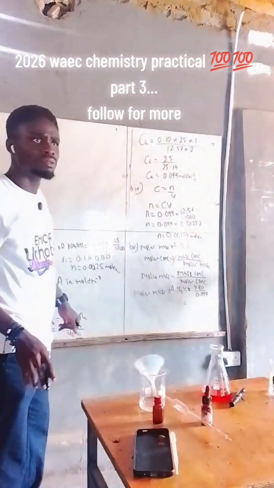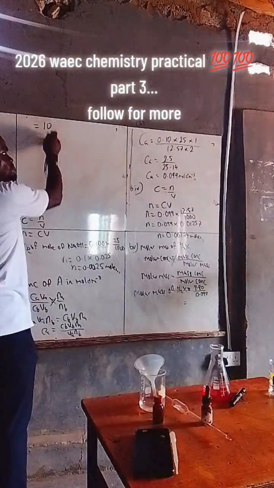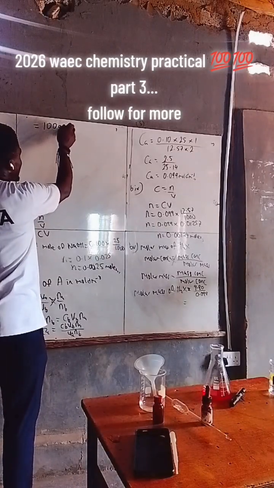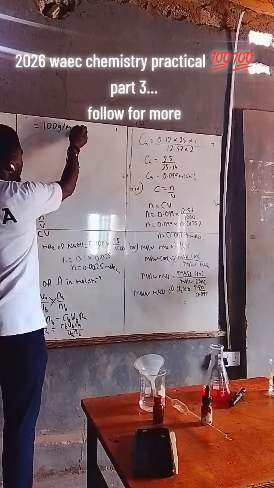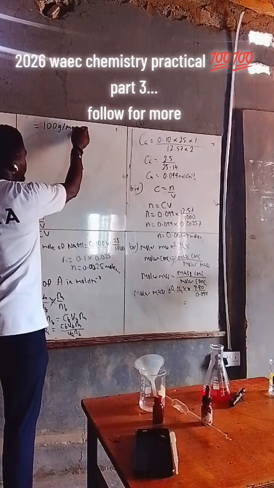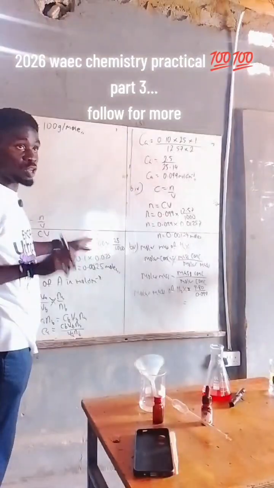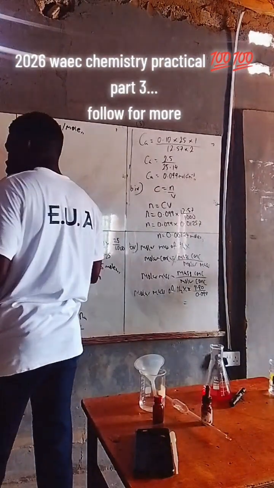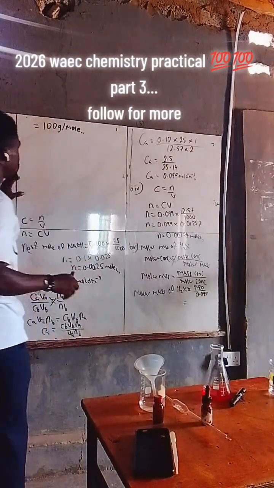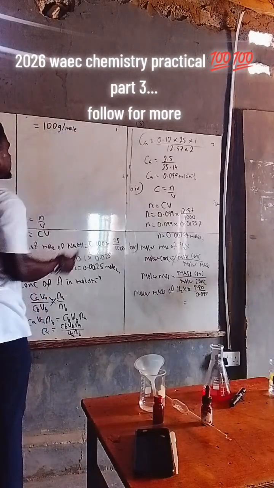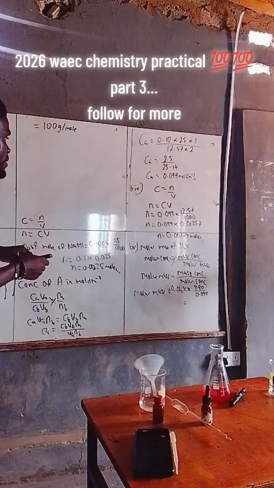Tell me now. 100 what? Gram per what? Per mole, Abi. 100 gram per mole. Okay, based on this question, now asks us to find the value of what? The value of X, Abi. The value of X.